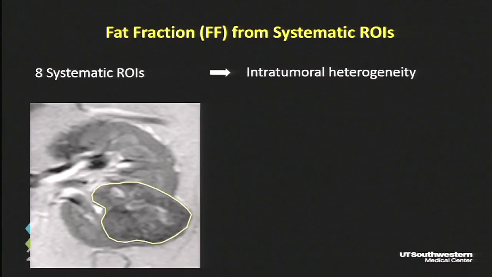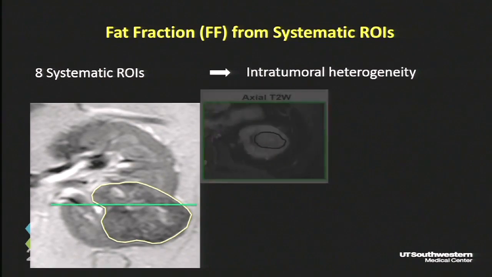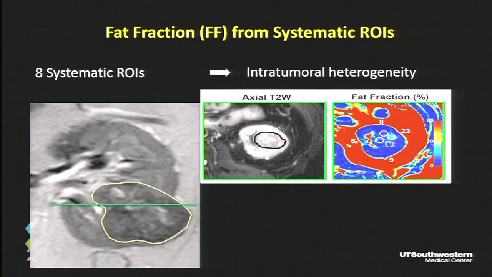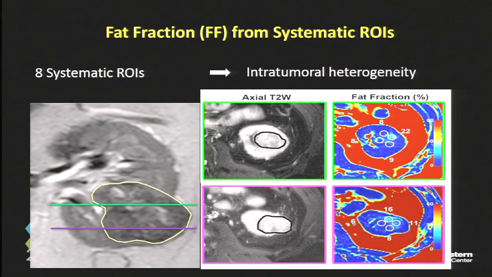In order to assess the intratumoral heterogeneity of lipid accumulation, we performed a systematic ROI analysis by placing 8 ROIs within each tumor. 4 ROIs were placed in a superior slice of the fat fraction map, while the other 4 were placed on an inferior slice. The mean and standard deviation of the 8 ROIs were calculated as representative values for each tumor.